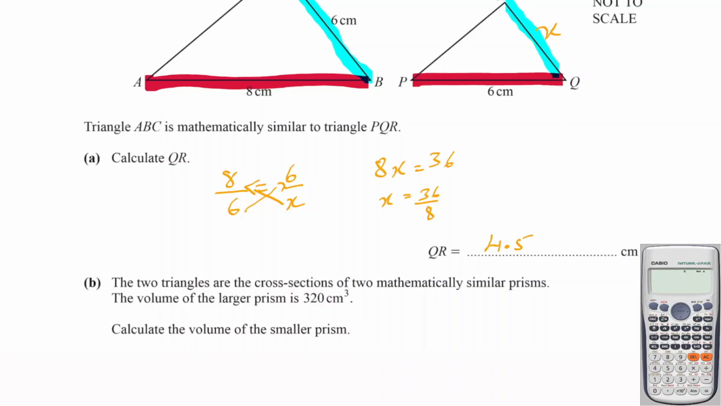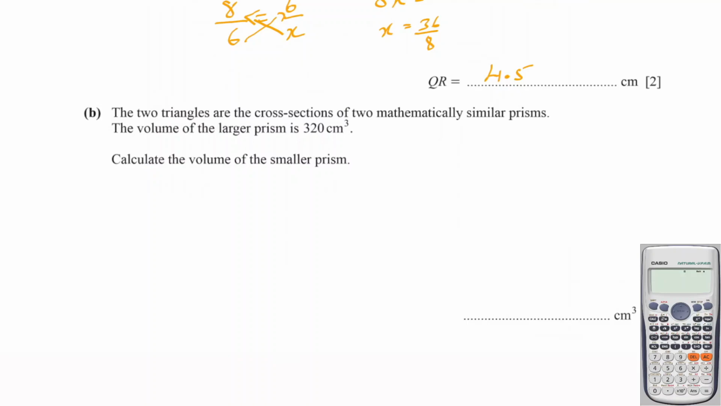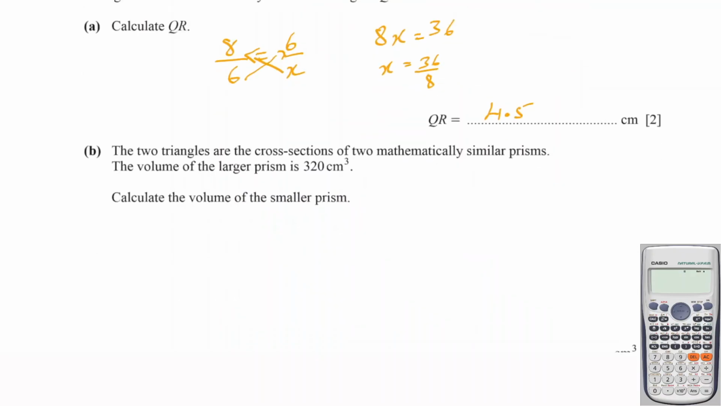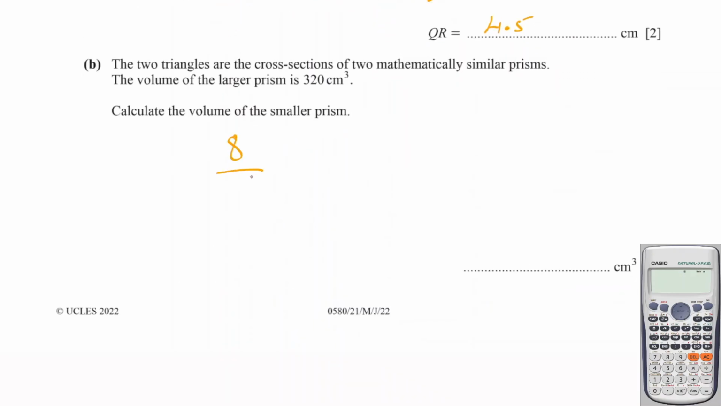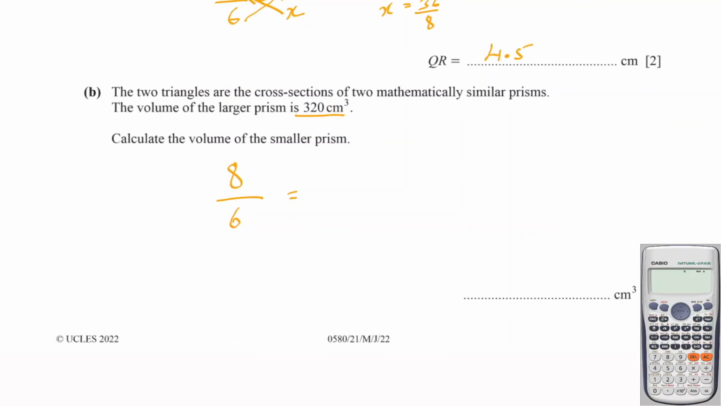Part B. Two triangles are the cross sections of two mathematically similar prisms. The volume of the larger prism is 320 centimeter cube. So here we know that these are the cross sections actually. So we can do one thing. The ratio is given, right? We can compare it with the ratio. The ratio is 8:6. This is 8 and this is 6. Now the larger prism will be made from this 8 ratio, correct? And the volume of the larger prism is what?